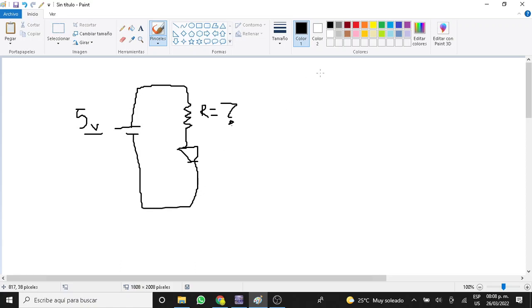In this case, for this LED, we are going to select a typical value. We are going to select 20 milliamps and 2.6 volts forward voltage.